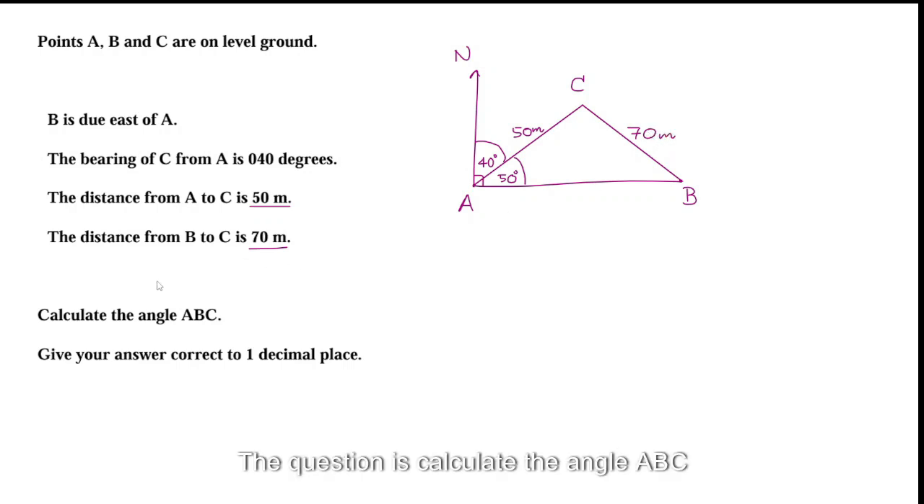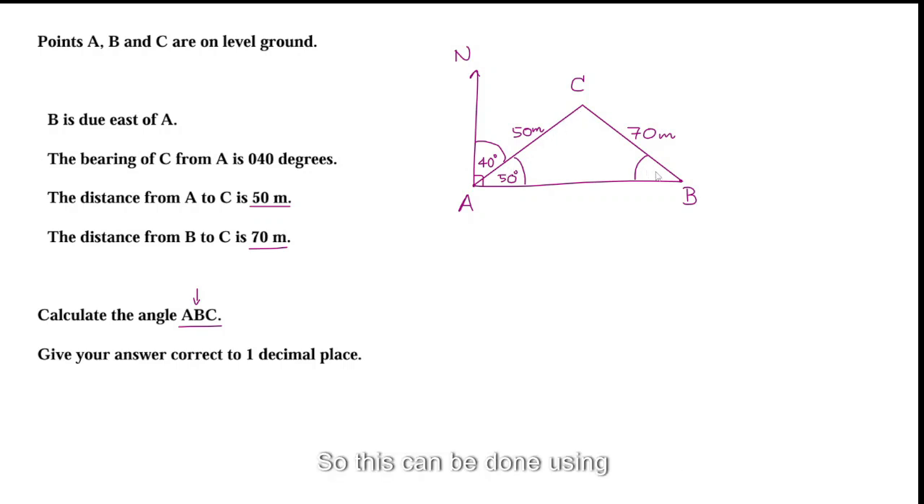The question is, calculate the angle ABC. So when they give the angle notation like that, the actual angle is exactly where this middle letter is. So ABC, here's the angle the question is asking us to find. So we know one angle here, and we know this length here. We know the other length here. So now we need to work out this angle.